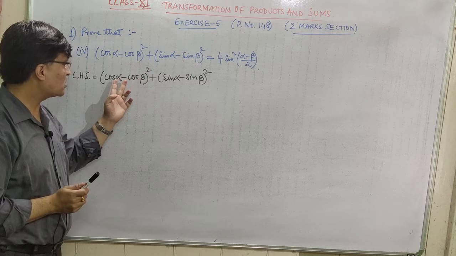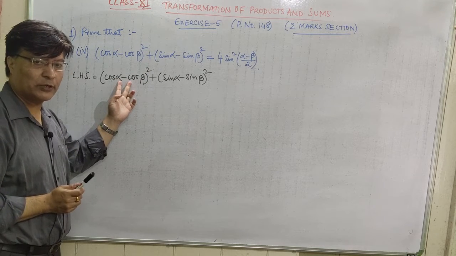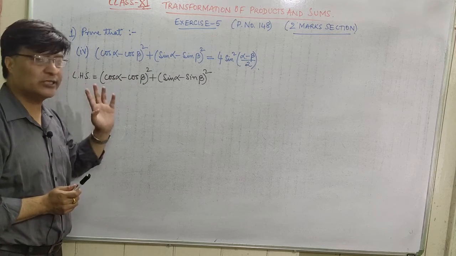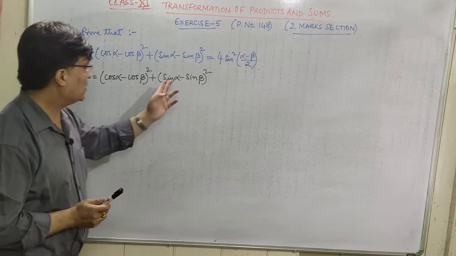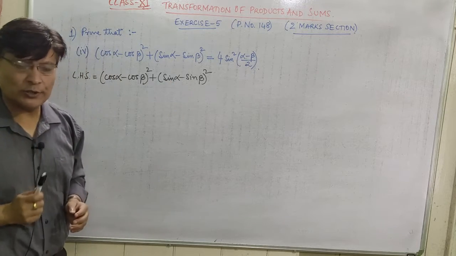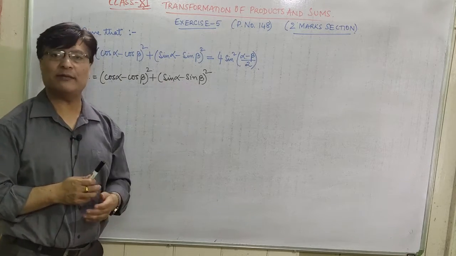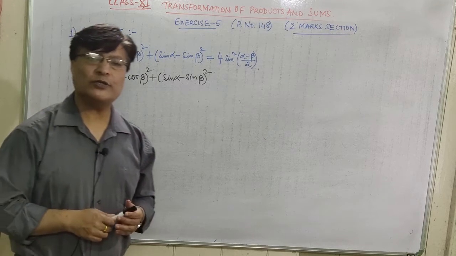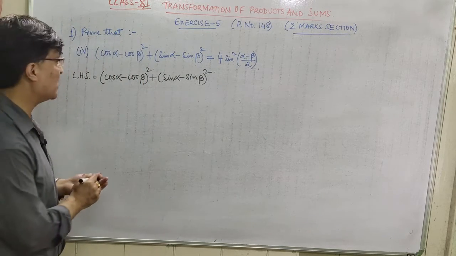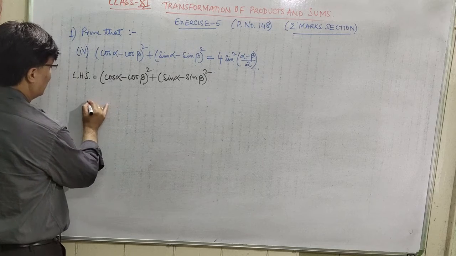So within whole square there is cos alpha minus cos beta. You can use the formula of cos C minus cos D here. And here also in the second term within whole square there is sin alpha minus sin beta. So here also which formula is used? Sin C minus sin D. So let us use the formula now.